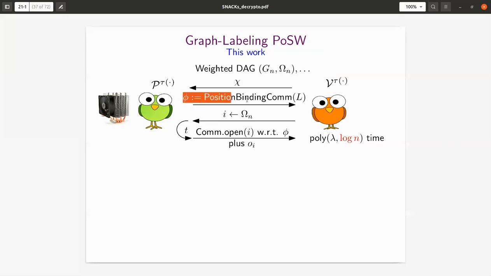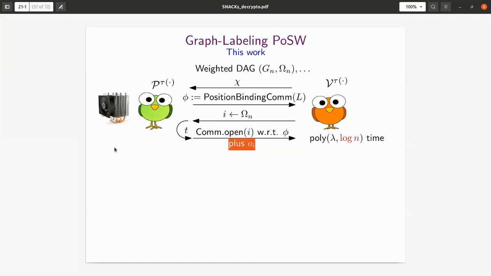The second message that the prover sends will be a position binding commitment to the labels of the graph. So the prover will label the graph and position binding commit to it. And the challenge response phase will essentially be different indices i, and the prover will open a commitment for each i according to this commitment phi, and does some extra work that, for the sake of presentation, I won't say more about. So you can think of it mostly as opening commitments to different indices that are chosen according to the distribution that is defined by sigma n. Okay.